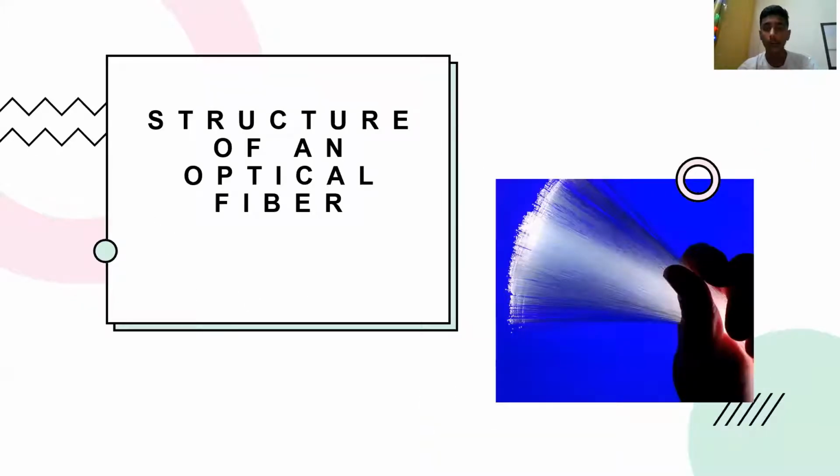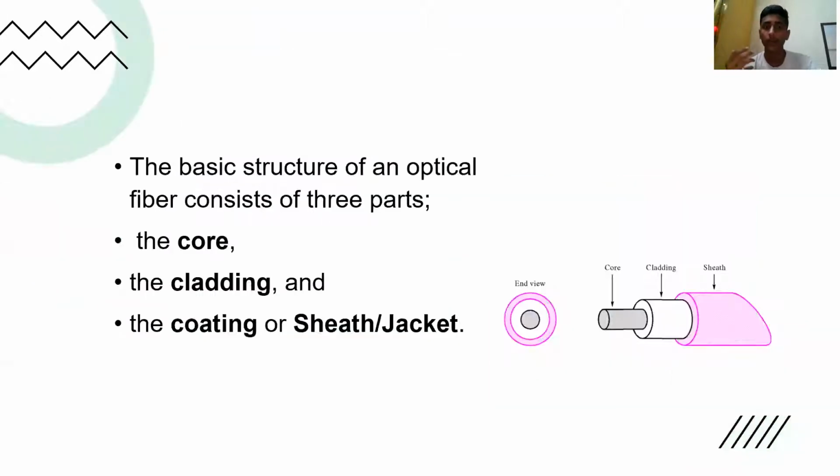Now, we'll talk about the transmission of optical fiber communication through a medium. That medium is called an optical fiber. To know what that medium is, we need to first know its structure. The basic structure of an optical fiber consists of three important parts. Number one, the core. Number two, the cladding. And number three, which is very important, the coating or the sheath or the jacket of the optical fiber. We're going to talk about all three in detail in the next slide.